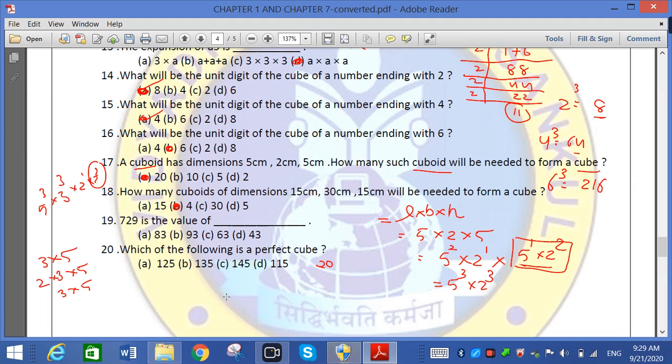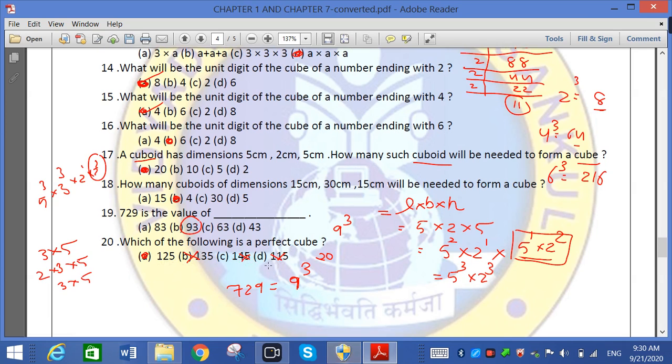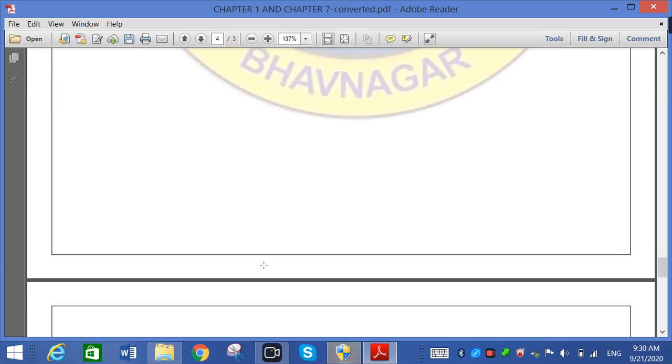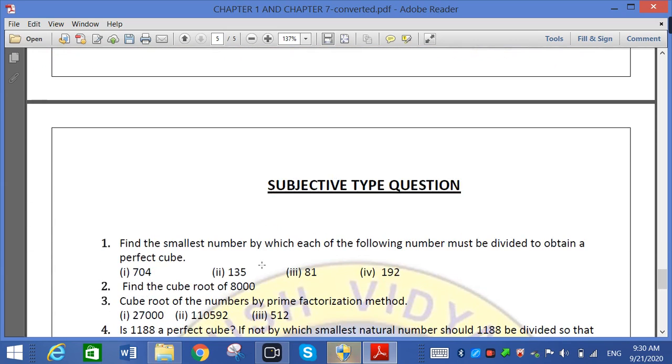729 is a cube of 9 the power 3. So here it is 9 the power 3, not 93. Which of the following is a perfect cube? Again the same number. So 125 is a perfect cube. These are all not. So mostly in chapter 7 the MCQ patterns I have already discussed.